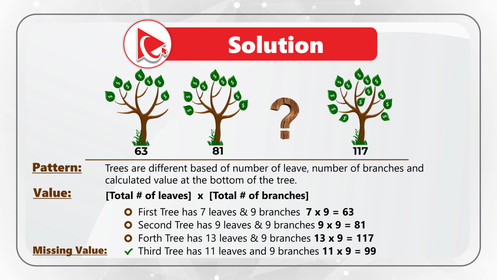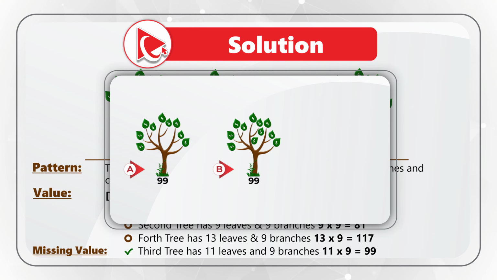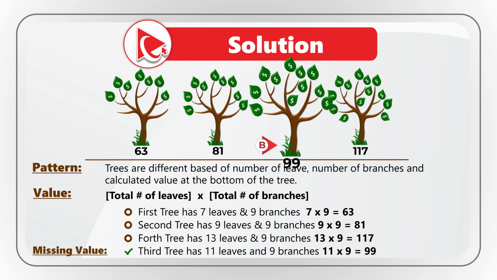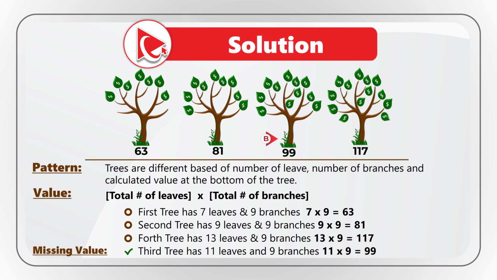What's interesting here is that choices A, B, and C all have value at the bottom of 99. But the correct choice here is only choice B, because only choice B has 11 leaves and 9 branches, and multiplying 11 by 9 equals 99, which matches the formula. So the correct choice here is choice B. Hopefully you've nailed this question and now know how to answer similar problems on the test.